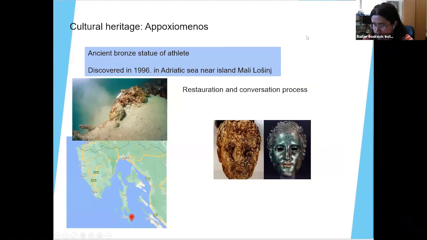The next example is the analysis of an ancient bronze statue of an athlete. This statue was discovered in 1996 in the Adriatic Sea near the island of Mali Lošinj. It was raised from the seabed in 1999, and the restoration and conservation process started immediately and lasted until 2005. During that period, numerous studies were performed on this statue to determine its origin.